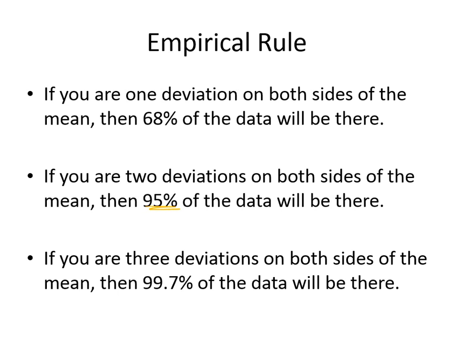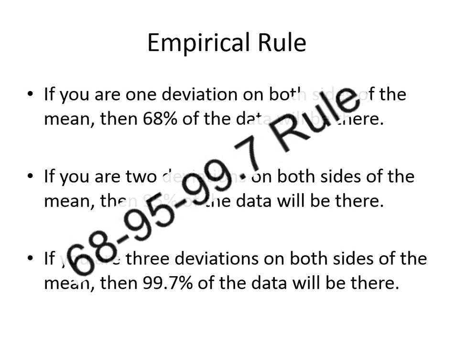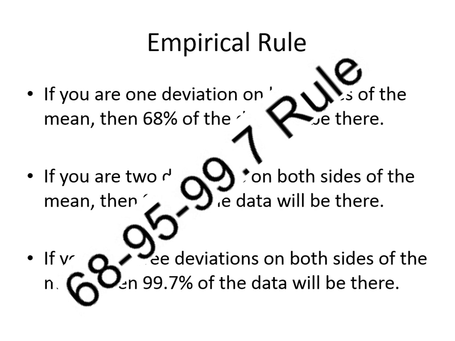Now, this rule has another rule that's easier to remember. Okay, you want to know what it is? It is the 68, 95, 99.7 rule. That's another name for it. So if you ever hear somebody say the 68, 95, 99.7 rule, they're talking about the empirical rule, which basically means that one deviation is 68, 2 deviations is 95, 3 deviations is 99.7. That's how many deviations you are away, and that is the percent of the data that falls within that range. Pretty simple. Pretty easy to remember. Okay, so that's the empirical rule.